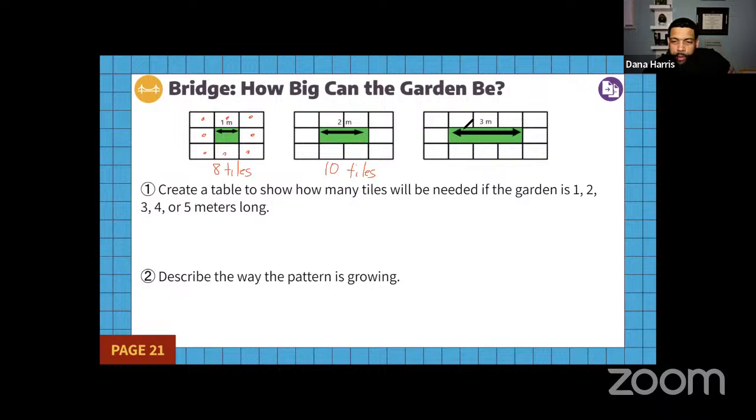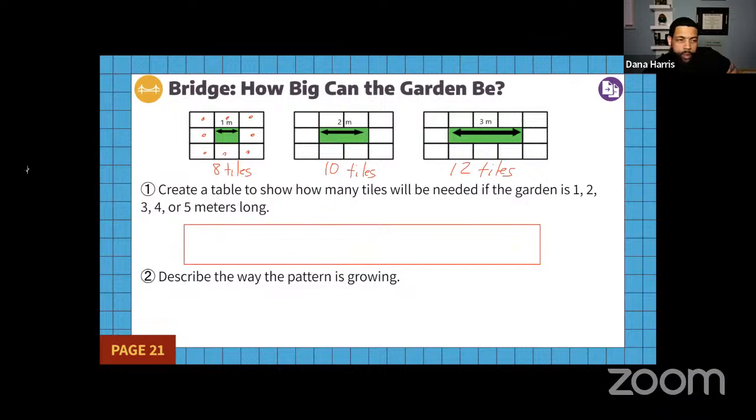Okay. And so create a table or show how many tiles will be needed if the garden is 1, 2, 3. Create this table. It doesn't have to be that long, but here, boom. All right. So we're just drawing. If we want the number of tiles, let's see, 4 meters. So we're going to say meters, and then we're going to say tiles. Okay, so 4, 5, and 6.